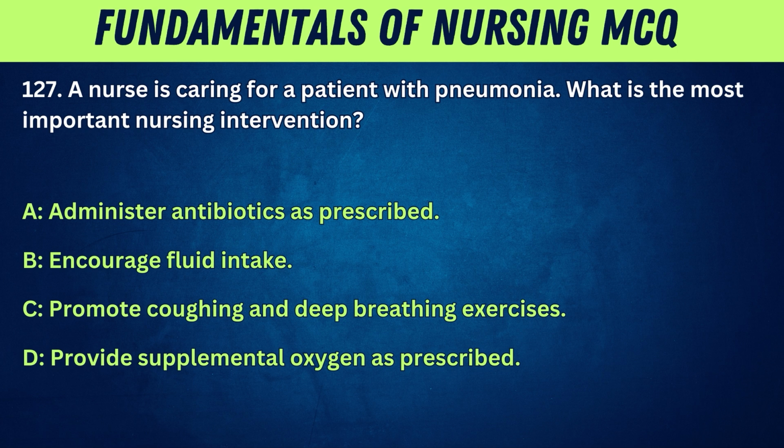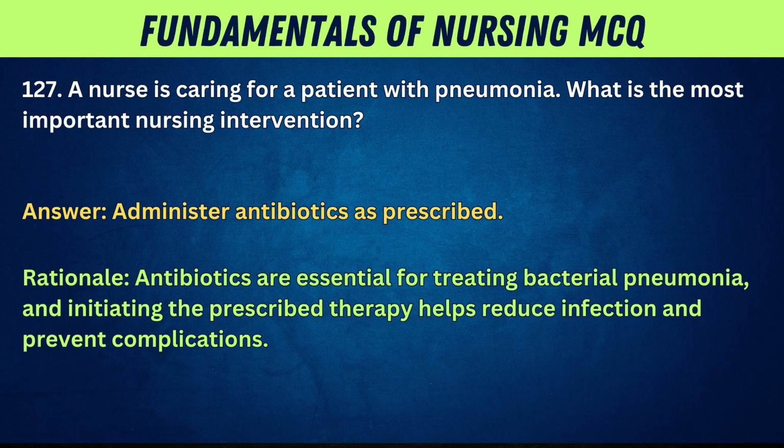127. A nurse is caring for a patient with pneumonia. What is the most important nursing intervention? A. Administer antibiotics as prescribed. B. Encourage fluid intake. C. Promote coughing and deep breathing exercises. D. Provide supplemental oxygen as prescribed. Answer: Administer antibiotics as prescribed. Rationale: Antibiotics are essential for treating bacterial pneumonia, and initiating the prescribed therapy helps reduce infection and prevent complications.